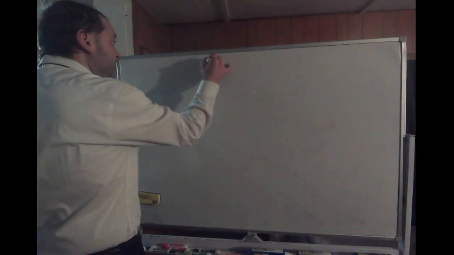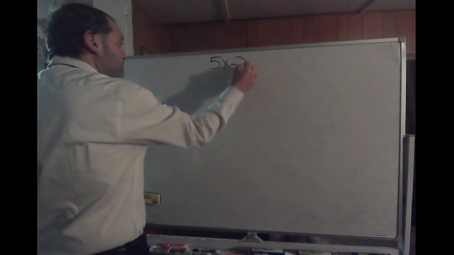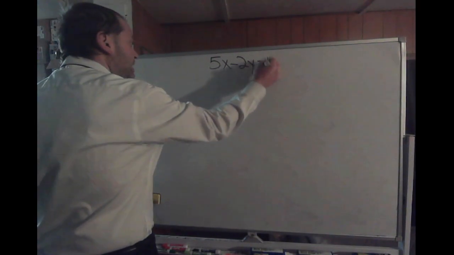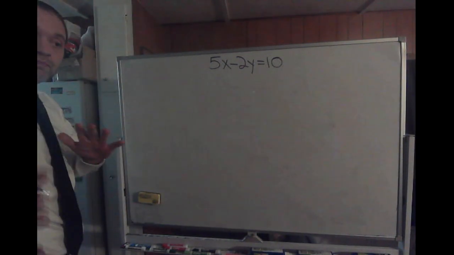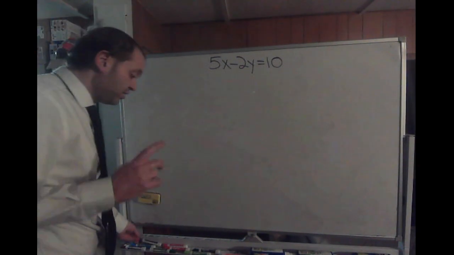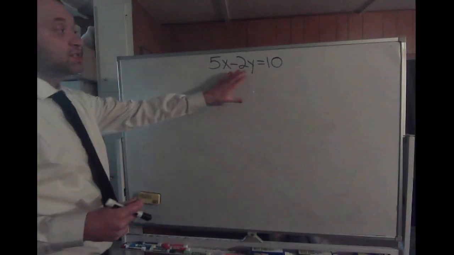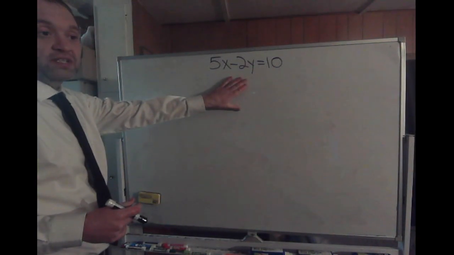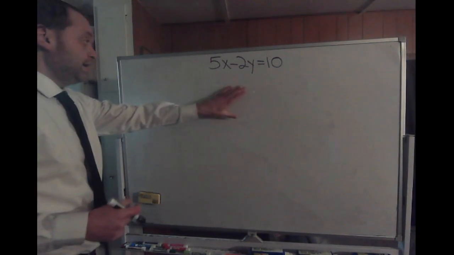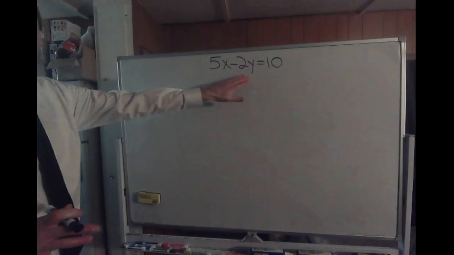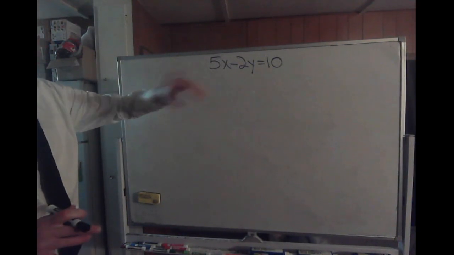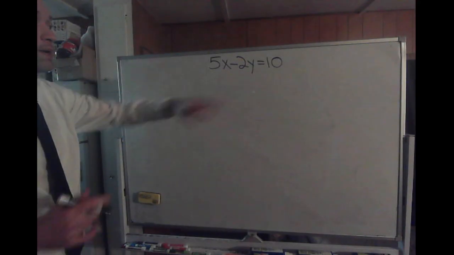Alright, so we have the general form of an equation 5x minus 2y equals 10. So we are given 5x minus 2y equals 10 in general form. We want to find the slope and y-intercept form of this line, right? Okay, well, we need to solve for y and get the coefficient on the y term on one side of the equation to be 1.